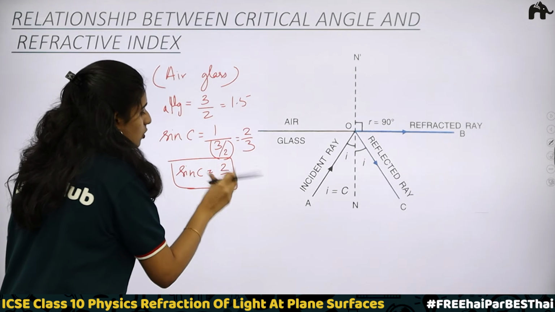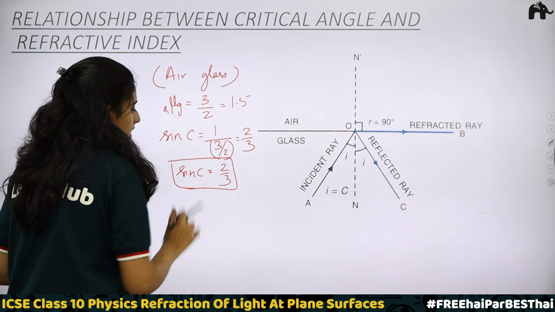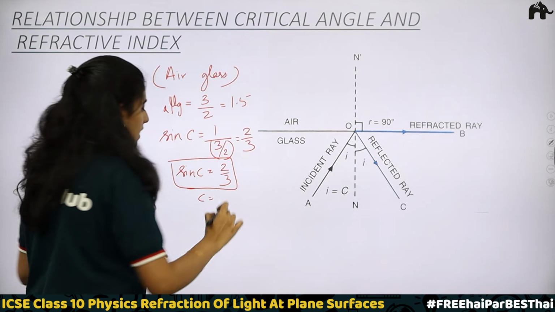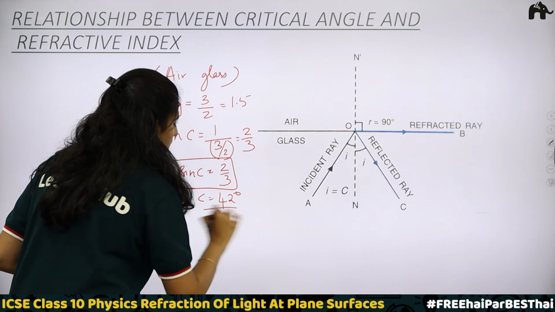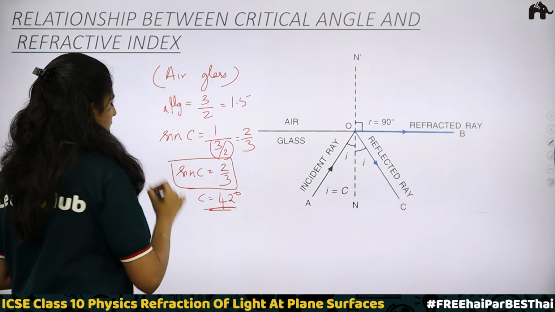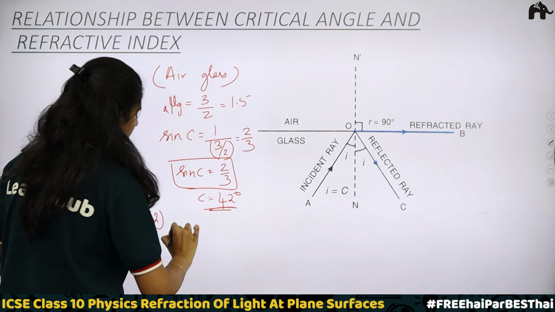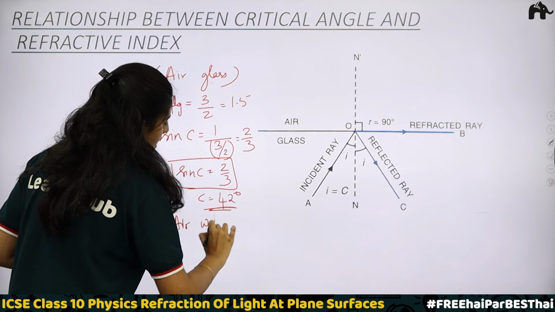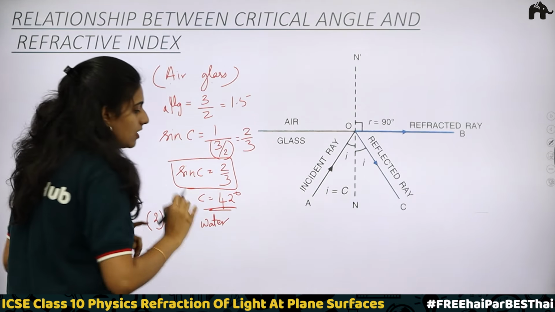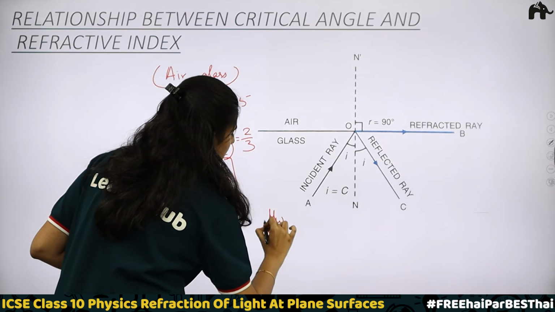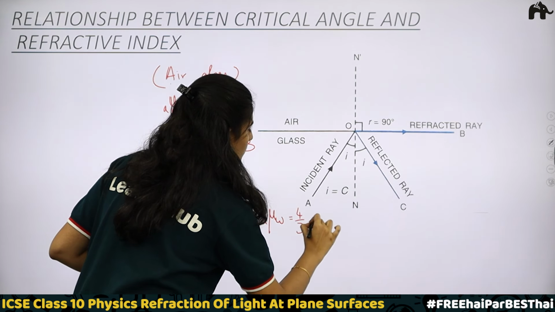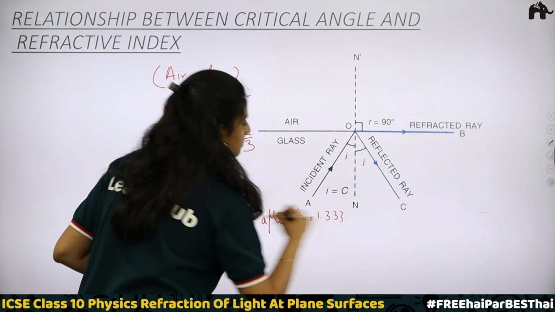Taking the sine inverse of 2 by 3, you can use the calculator and find that angle C will be equal to 42 degrees, for the pair of medium air and glass. Glass is the denser medium. Now the second example, if you are taking air and water medium. Critical angle for the pair of medium, air and water. For water, we know the refractive index of water with respect to air is equal to 4 by 3 or 1.333.